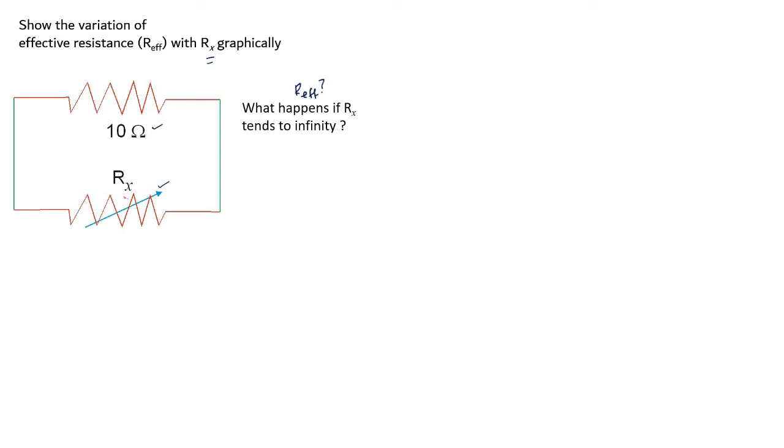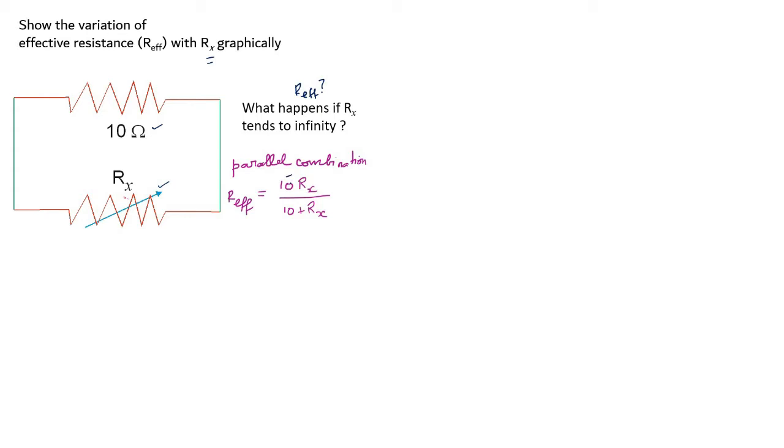For that, first we have to use the formula for effective resistance when two resistors here are connected in parallel. Parallel combination. Formula for the effective resistance. R effective is equal to 10 Rx by 10 plus Rx. This 10 is because of the given value, okay?